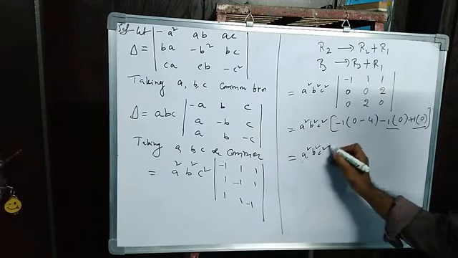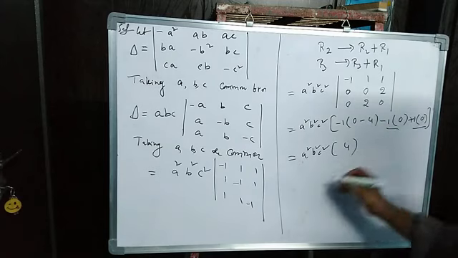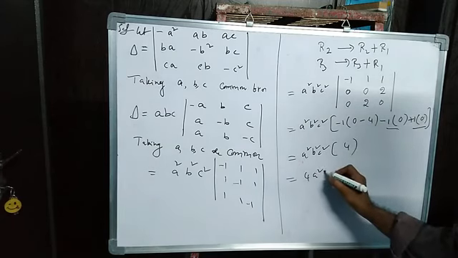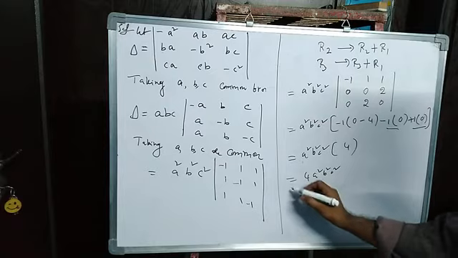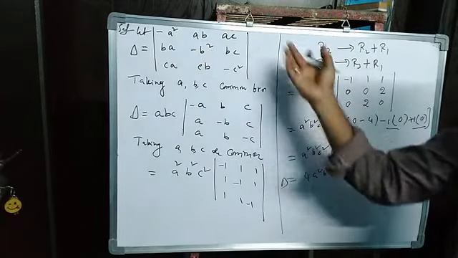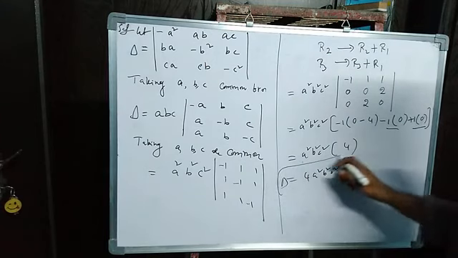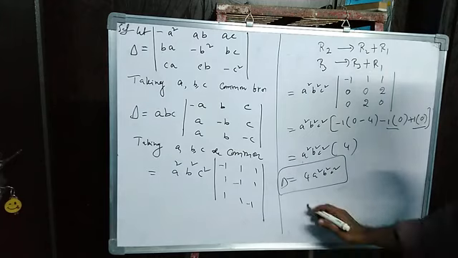Okay, so A square, B square, C square into minus 1 into minus 4, 4 you will get. Remaining terms are zeros. Then 4 into A square, B square, C square. So delta equals what is given. This determinant is given. What is asked to prove? 4 A square, B square, C square is asked to prove. So what we got here also? 4 A square, B square, C square. So hence proved.